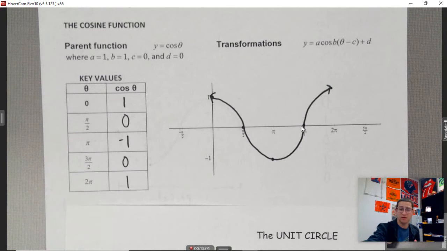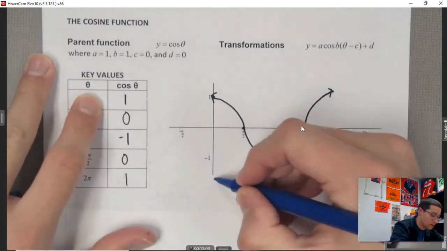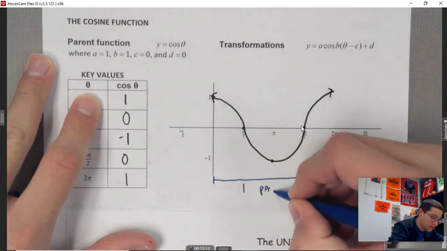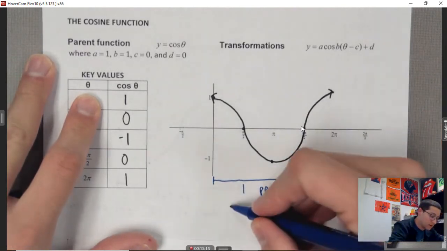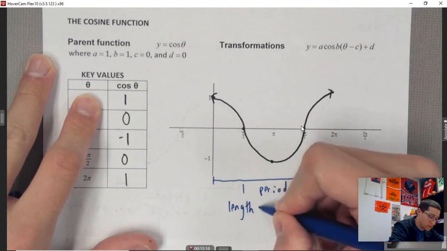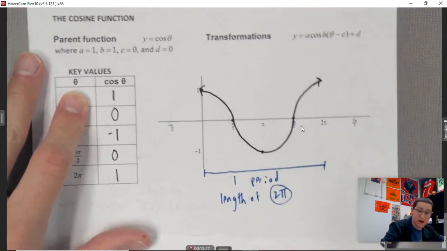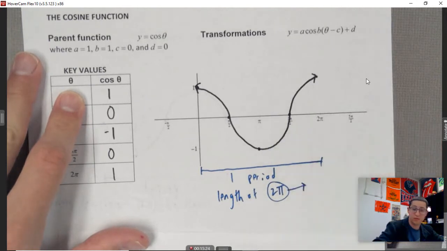The period here, okay, similar setup, right? Where it's still from 0 to 2 pi. Okay, so that right there is one period. Okay, length of 2 pi. Okay, 2 pi is your original period.